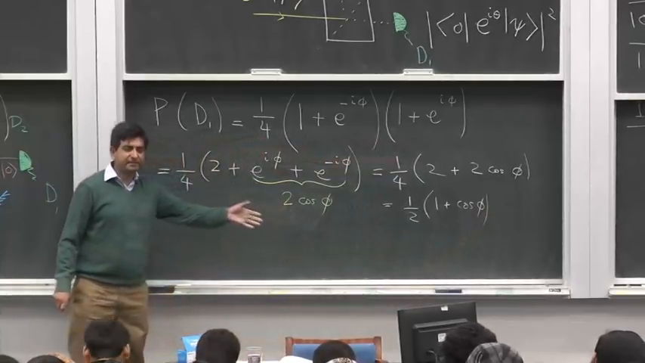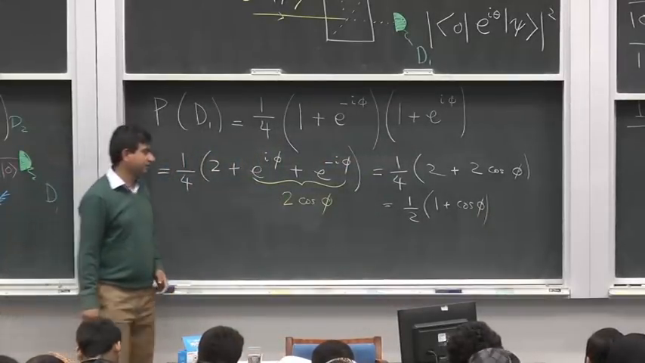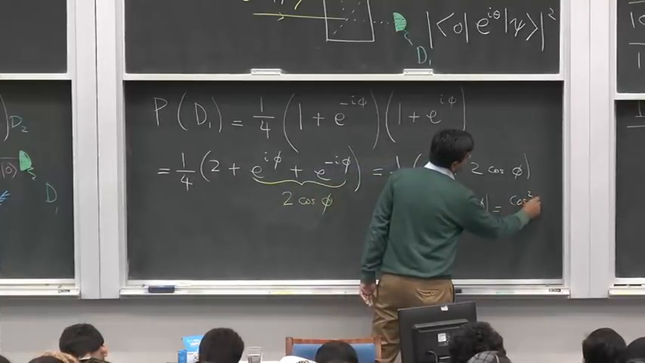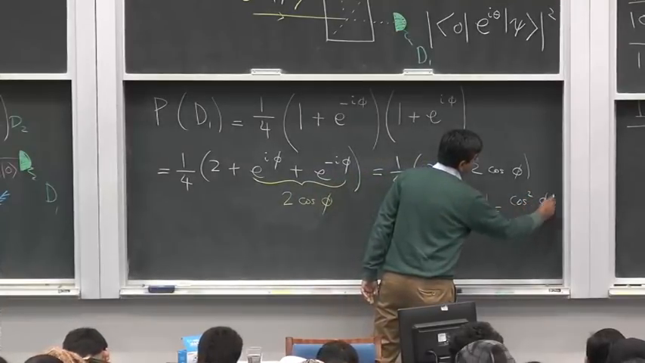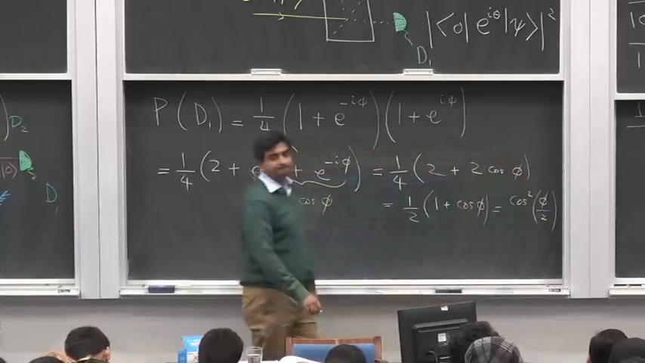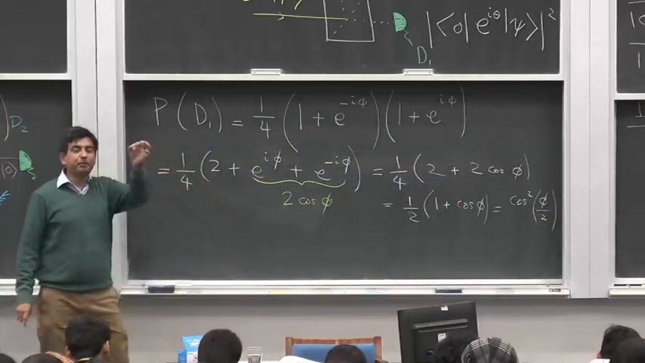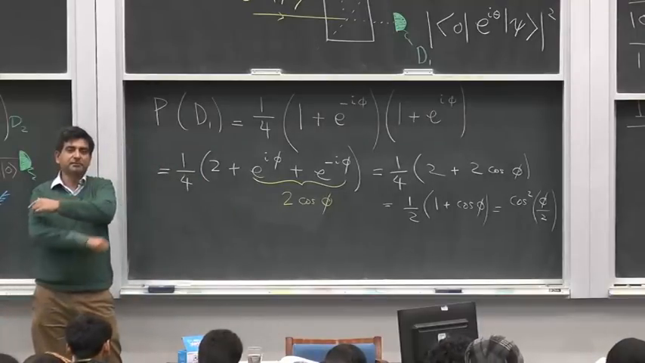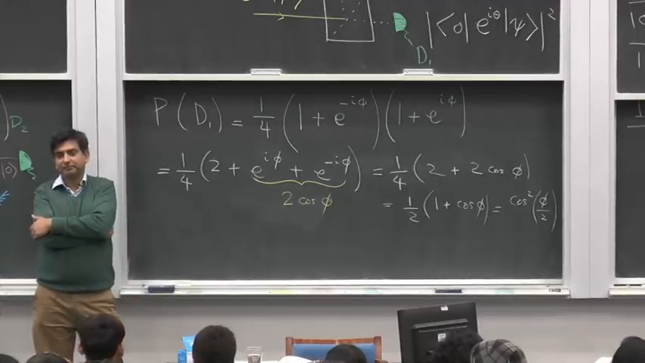Can I simplify this a bit further? I can write this as cosine squared of φ/2. So this is the probability that detector D1 is going to click. Yes.